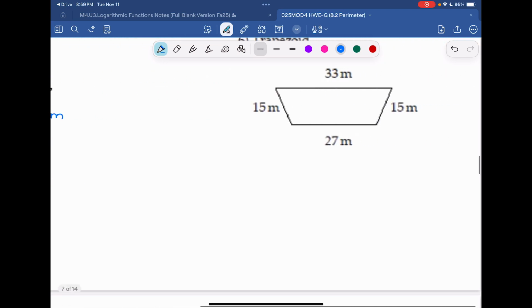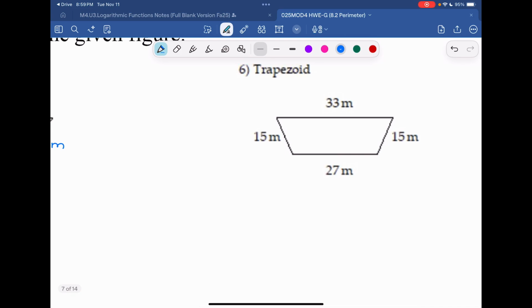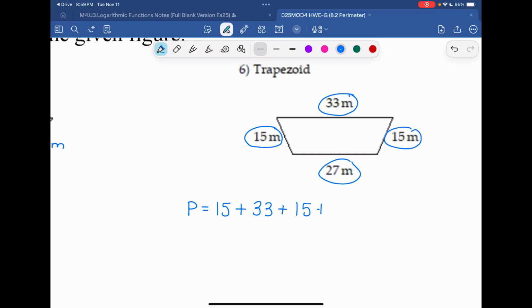The next figure we have is a trapezoid. Again, the perimeter is just the distance around the outside of your figure. So I'm just going to add each one of these sides together. And so my perimeter is 15 plus 33 plus 15 plus 27. And so I get a final perimeter of 90 meters.